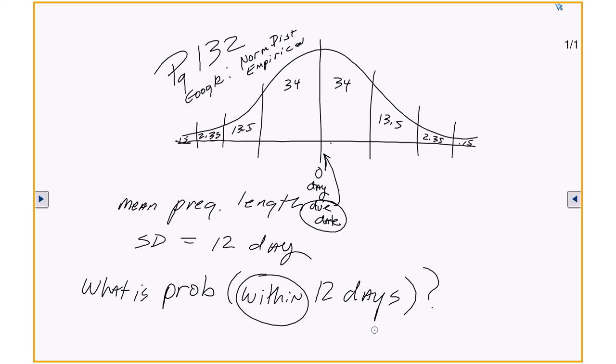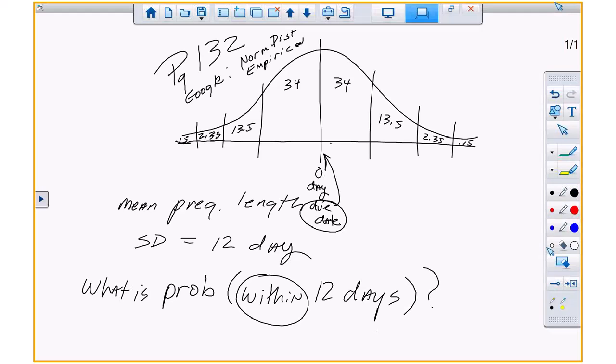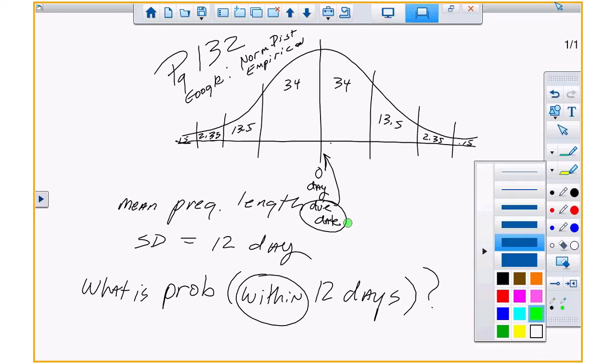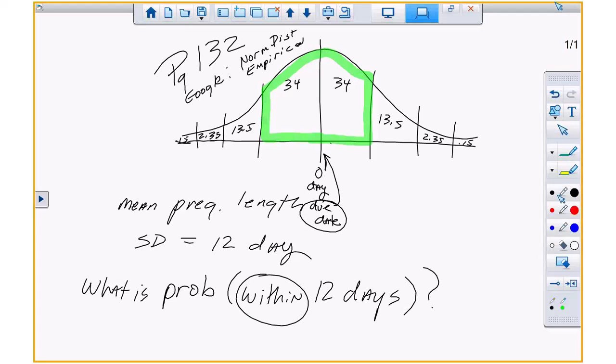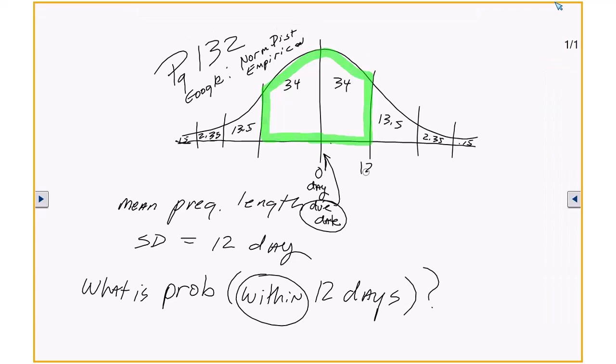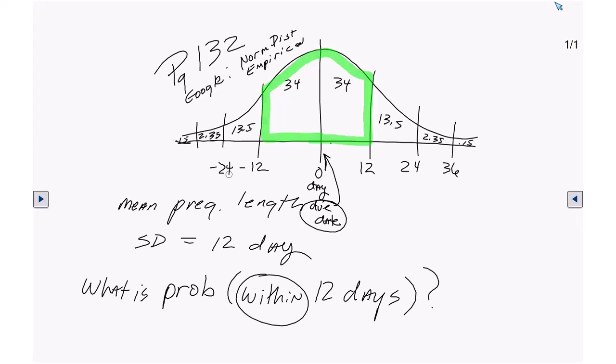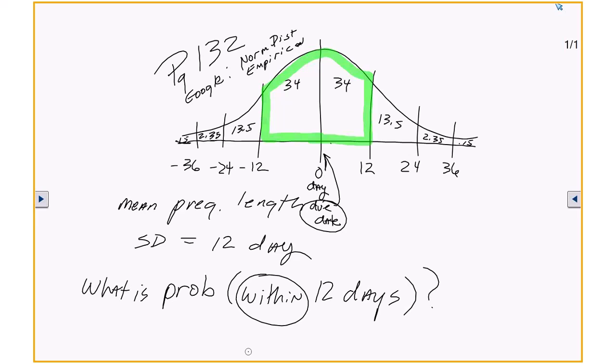Well, I will highlight the correct answer. The correct answer is what? 68%. Because what do you do on the right-hand side of 0? You add 12. So that's 12, that's 24, that's 36. What do you do on the left side? -12, -24, -36. And that's the empirical rule. That's how you do the empirical rule. You add on the right and subtract on the left. And that is a test question. You will see a question like that on the test.